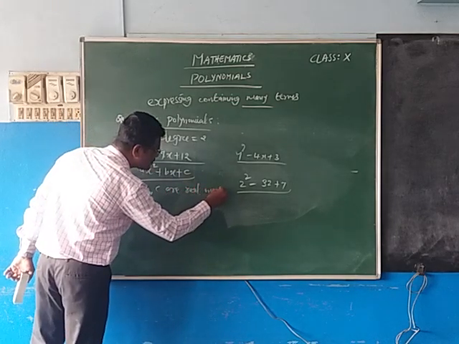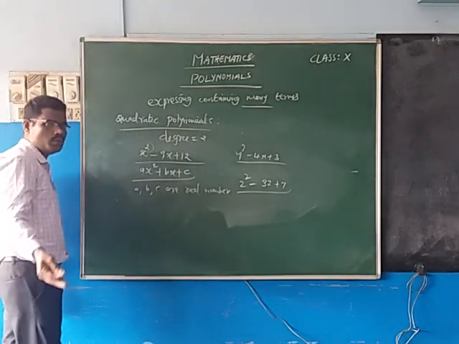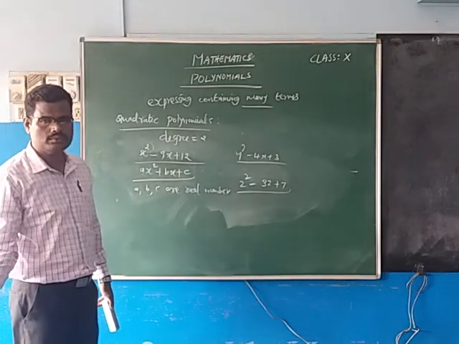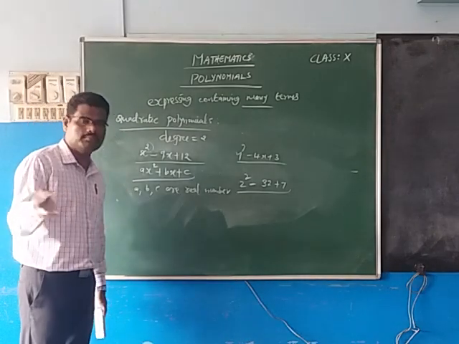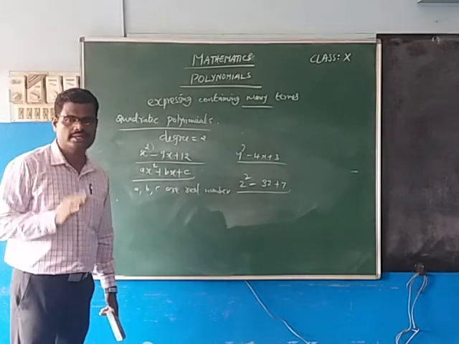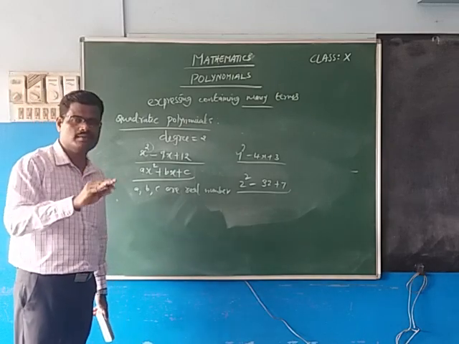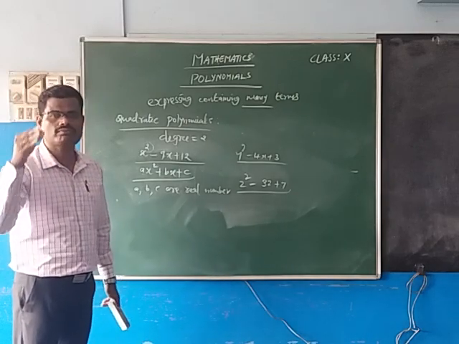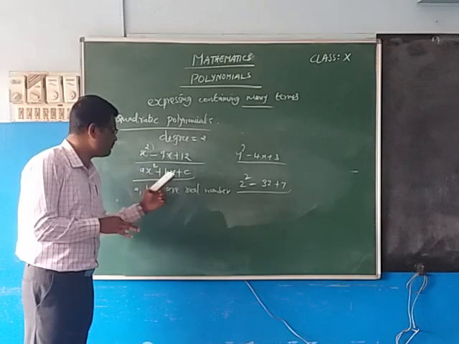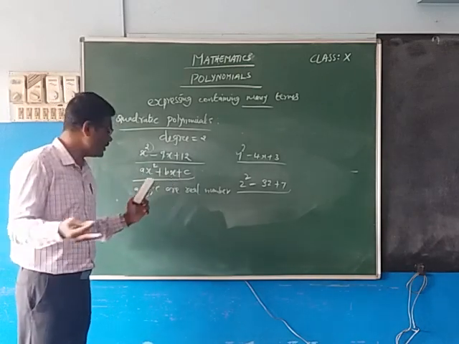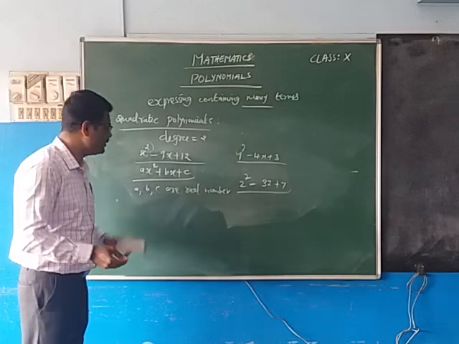Meaning any numbers, either positive or negative, or rational numbers or irrational numbers. Rational means it is of the form p by q. Irrational means a number consisting of roots. Understood? Then what is the meaning of x here? x is a variable. So a, b, c are real numbers.